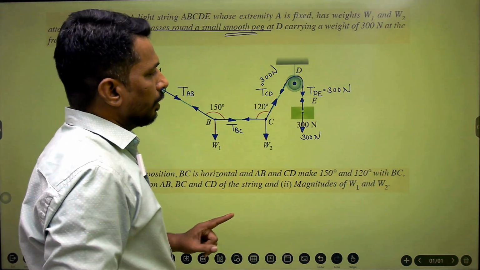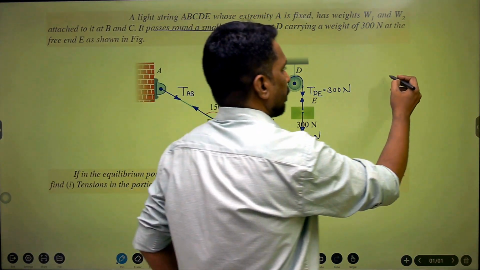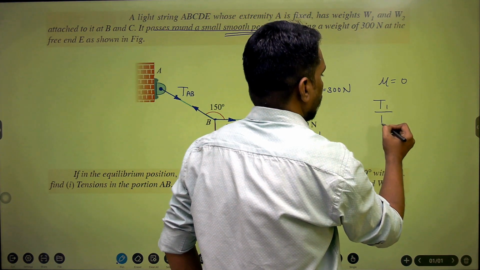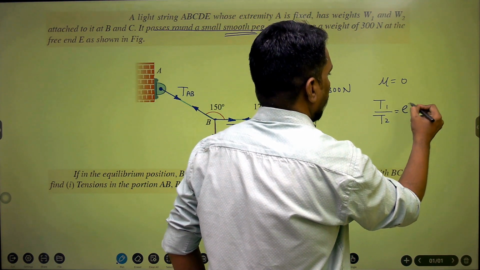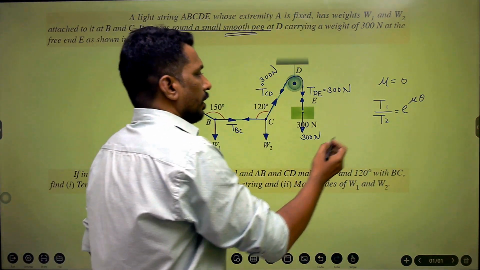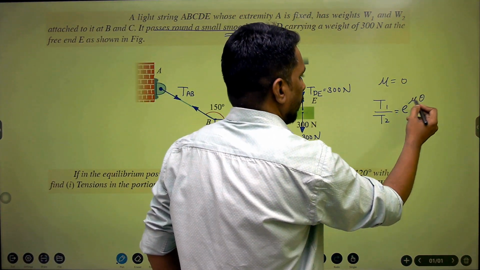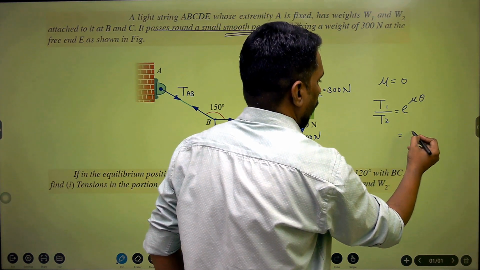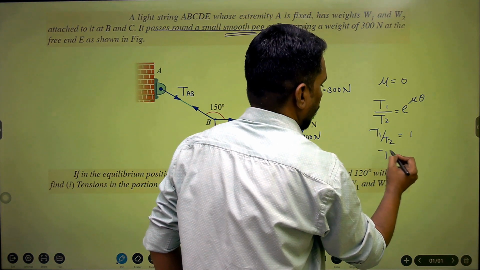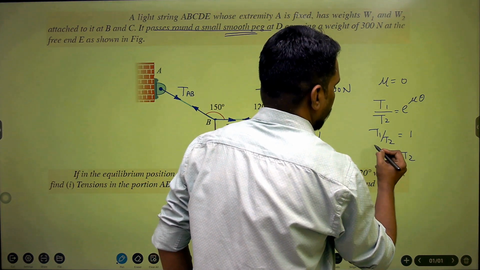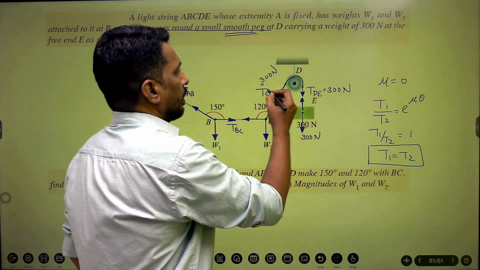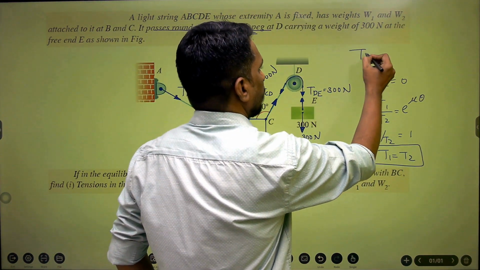And I told you, when mu becomes 0, this formula T1 upon T2 is equal to e raised to mu theta. If I implement this in this formula, then mu becomes 0, so e raised to 0 is equal to 1, and T1 upon T2 is equal to 1. So T1 is equal to T2, and therefore I can say TDE is equal to TCD.